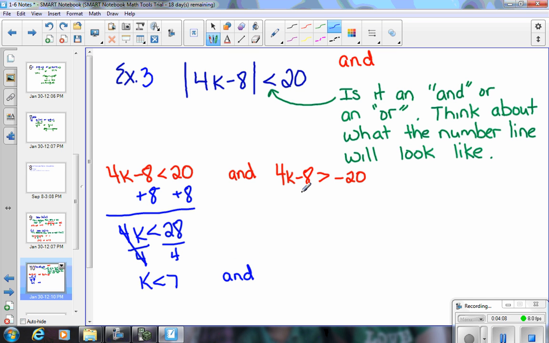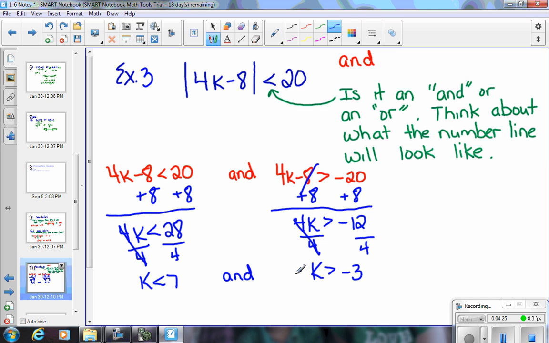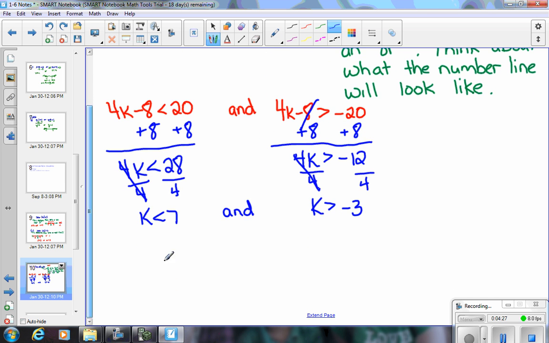And here we'll add 8 to each side. So we have 4k greater than negative 12. Divide each side by 4. We get k greater than negative 3. This is an and. Now you can combine it into one statement, but I would recommend you look at a number line first. It will probably be easier for you to combine it into one statement.